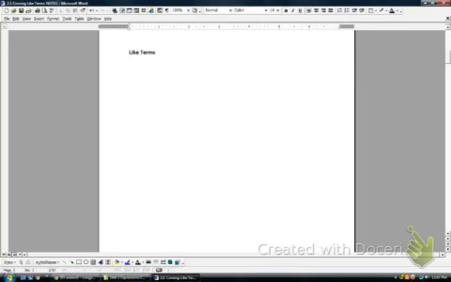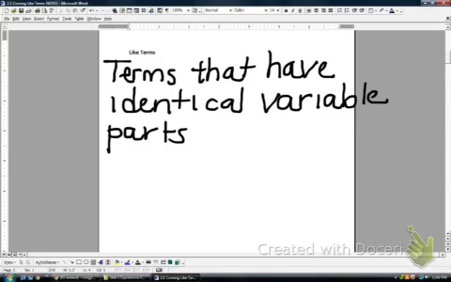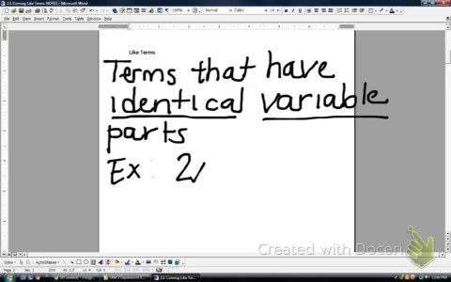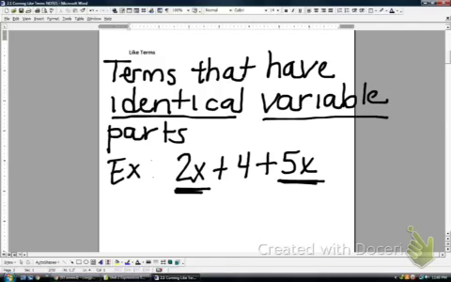Our next vocabulary word is like terms, and those are terms that have identical variable parts. So terms that have identical variable parts, and in my notes I'm going to underline identical variable because that is the important part of this definition. So some examples might be, let's do, how about 2x plus 4 plus 5x. In this example, 2x and 5x are like terms because they both have an x.